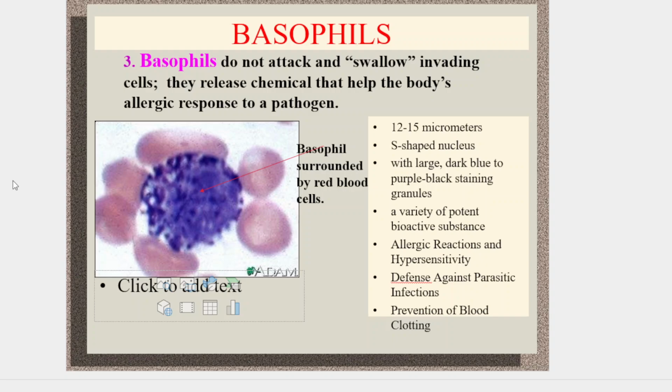Despite their low numbers in circulation, basophils play an important role in various physiological and pathological processes, such as allergic reactions and hypersensitivity. And this is achieved through vasodilation, increased vascular permeability due to histamine, leakage and edema, smooth muscle contraction, mucus production, and itching. Similar to eosinophils, basophils are thought to play a role in defense against certain parasites, particularly helminth worms.